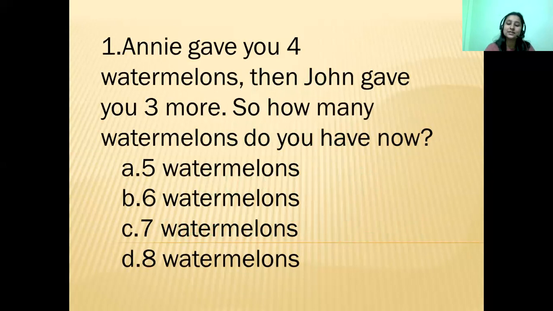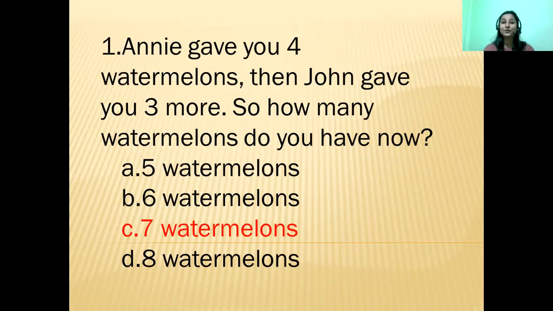And the correct answer is, shall I? Done? 7. 7 watermelons. Option C. If Annie gave you 4 watermelons and then John gave you 3, so how many watermelons do you have now? 1, 2, 3, 4, 5, 6, 7. That means you have 7 watermelons. If your answer is C, then please take the correct. Hope all of you have done the correct answer.